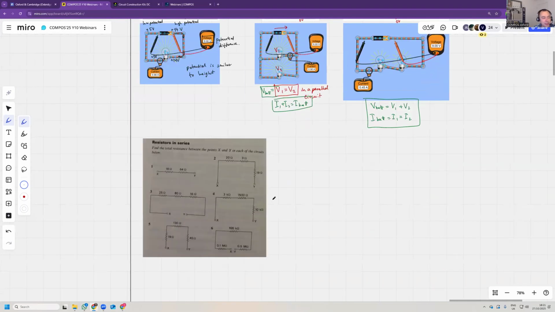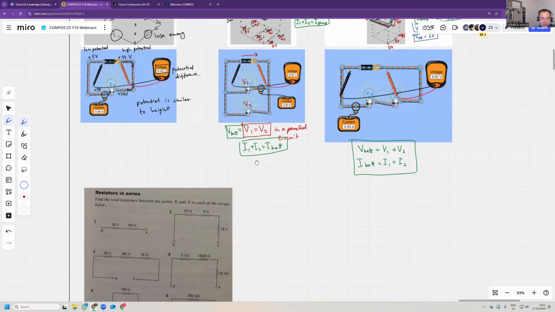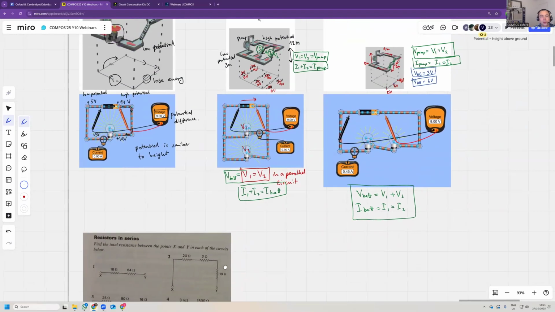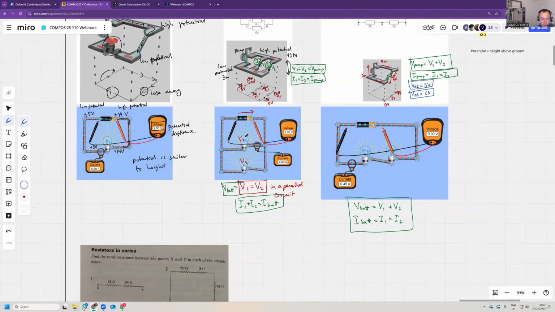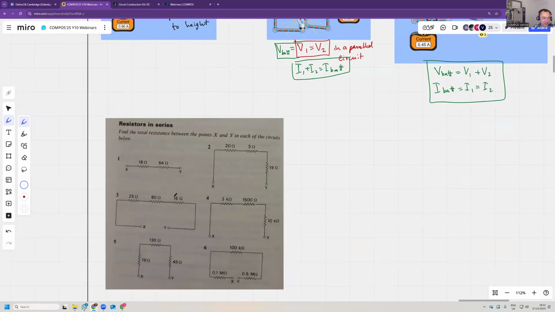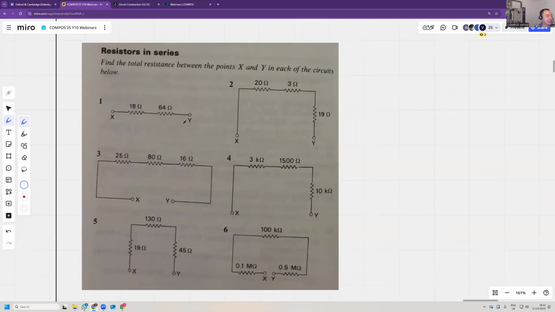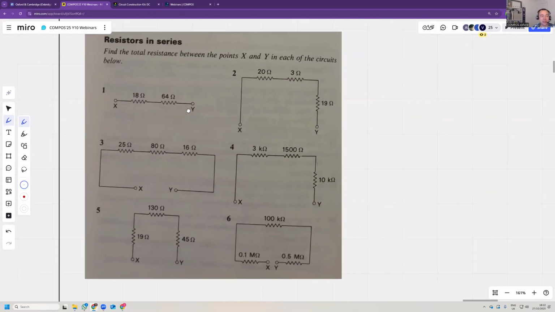Now, if you have 2 resistors in series, imagine you have water and water needs to pass through 2 resistors. It's harder to pass through 2 resistors, through 2 narrow gutters. So a resistor is like a narrow gutter. So the total resistance is greater.